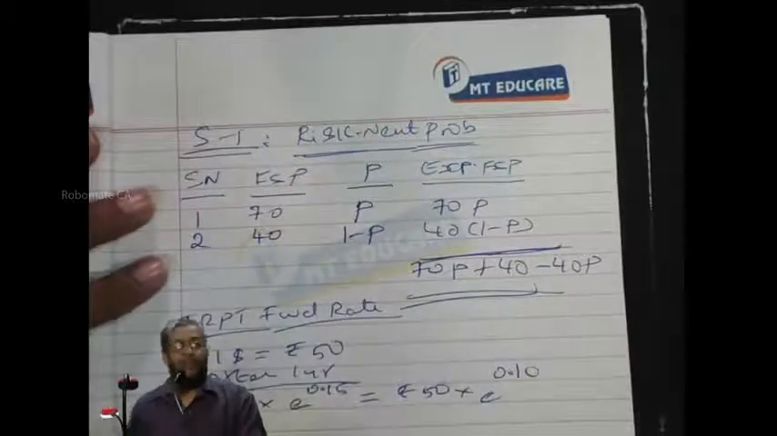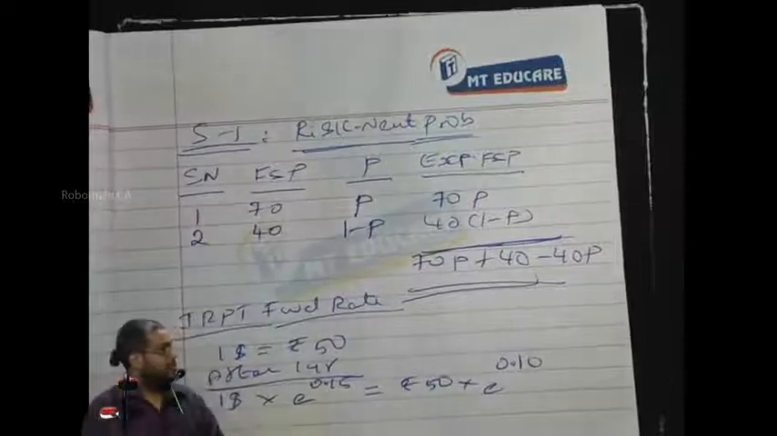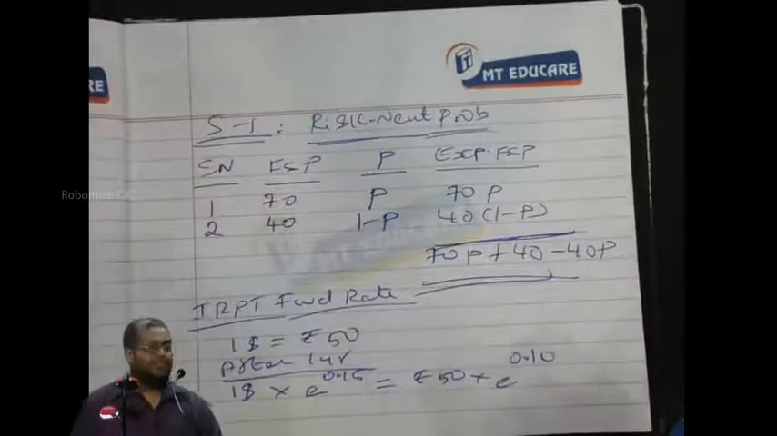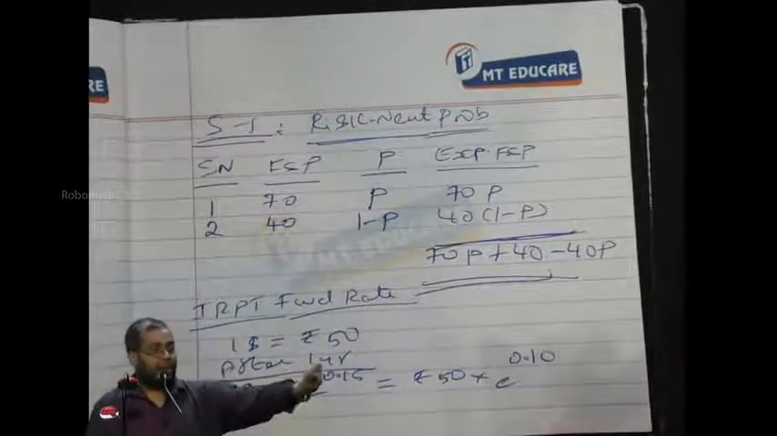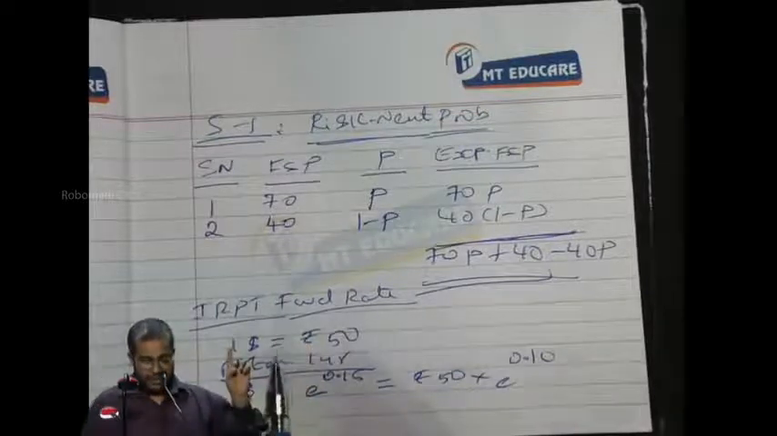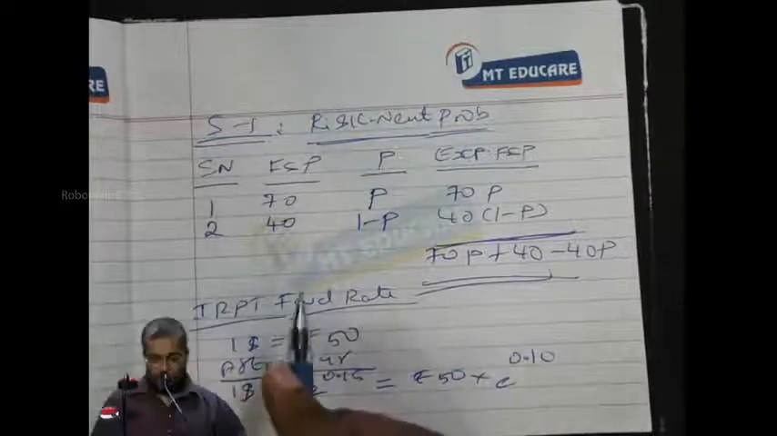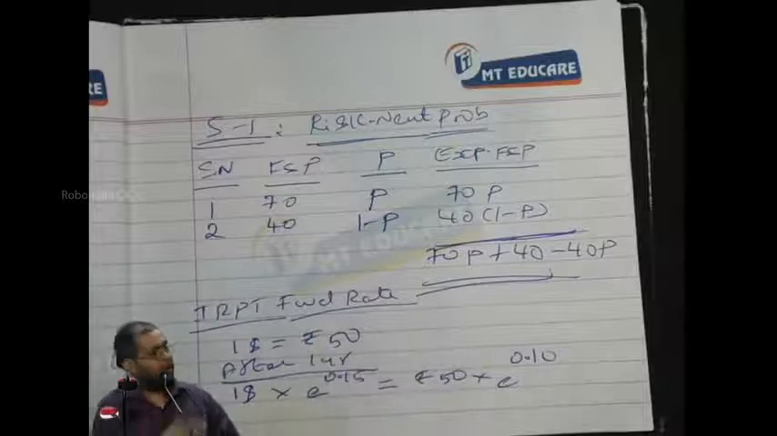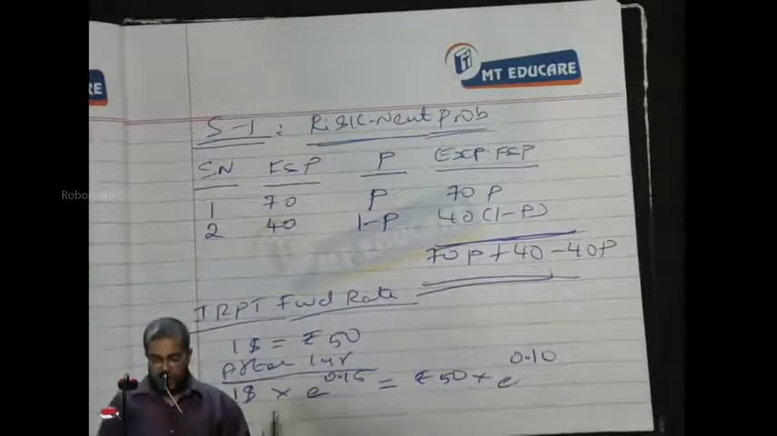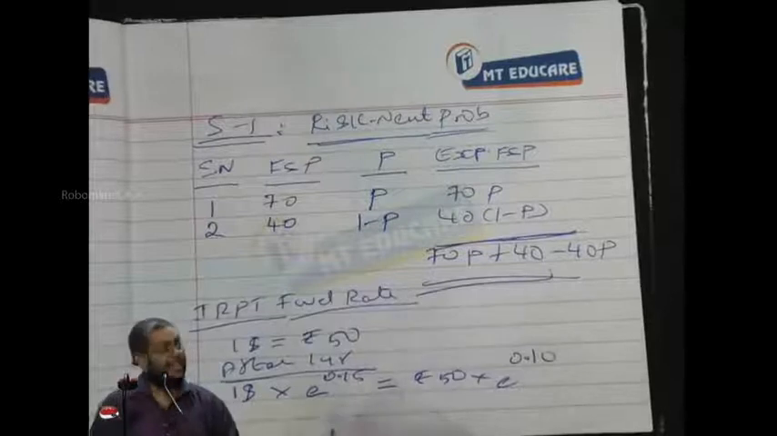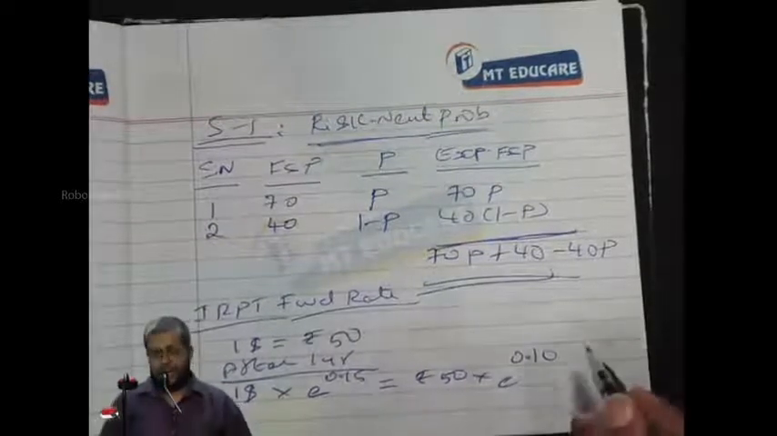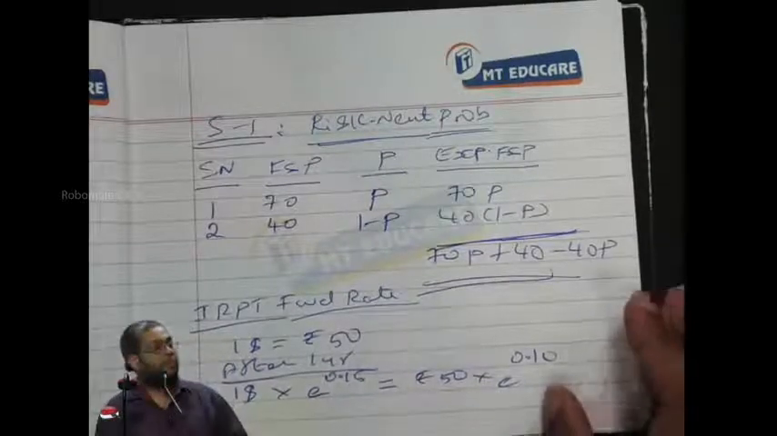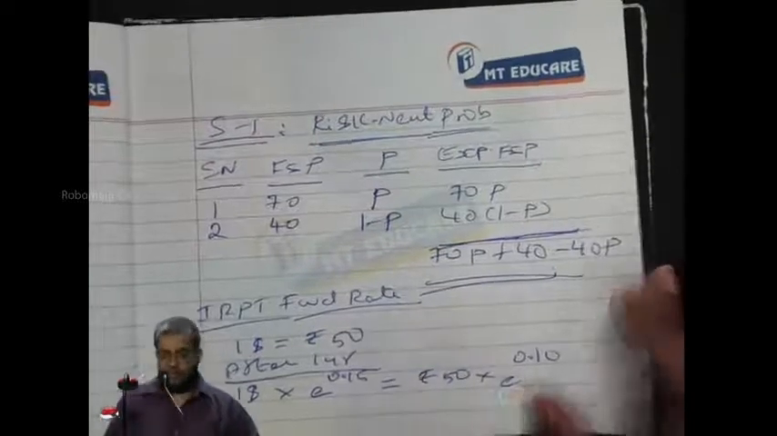You have to copy. Please, no disturbance. Have you all finished copying? Please write quickly. Now, IRPT forward calculating. $1 is equal to 50 rupees spot. Written or not? Now, after 1 year, the dollar compounds at 15% continuous compounding and the rupee compounds at 10% continuous compounding. $1 into e power 0.15 is equal to 50 into e power 0.10. Finished copying or not? Now, can I proceed?